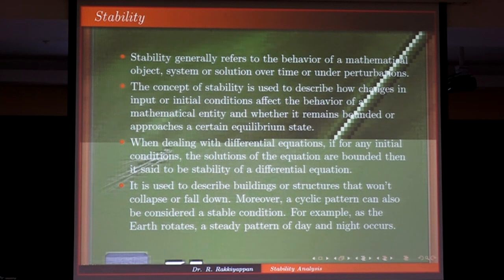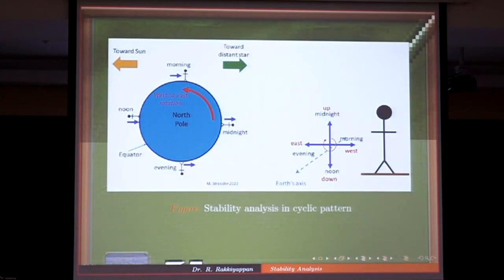Starting with this one. Moreover, a cyclic pattern of the earth's rotating system is also an interesting example. Here you can see the stability analysis in the cyclic pattern for earth rotation. This is the direction of the earth's rotation. This motion is a periodic motion, and it is also a stable motion. So this is a simple example of stability analysis in a cyclic pattern.